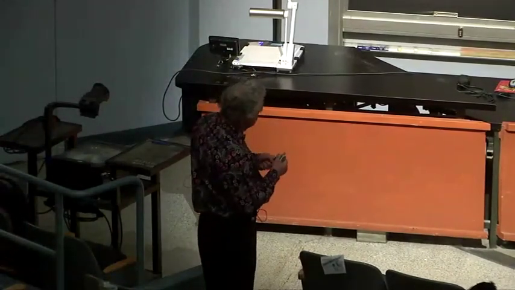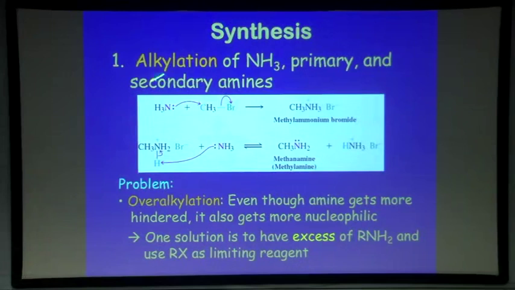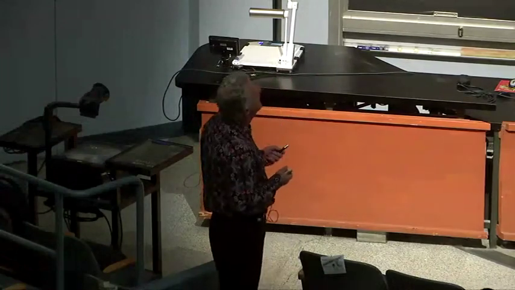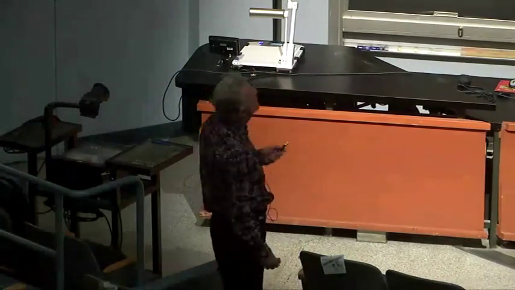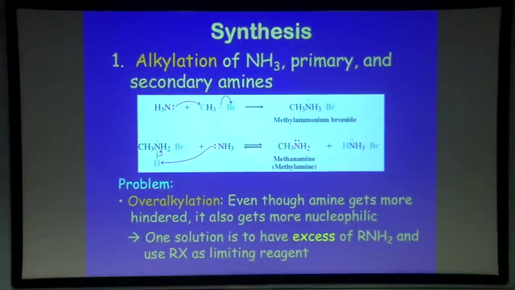Okay, so synthesis. The first way of making amines is to make them from other amines, and that's a takeoff of chapter 6, SN2 chemistry. Obviously, SN2 reactions of amines giving you alkylated amines is a way to make new amines. Okay? So in principle, you could start with ammonia and make methanamine.